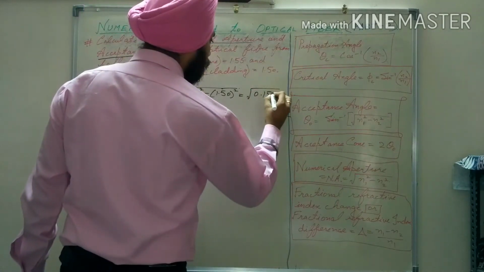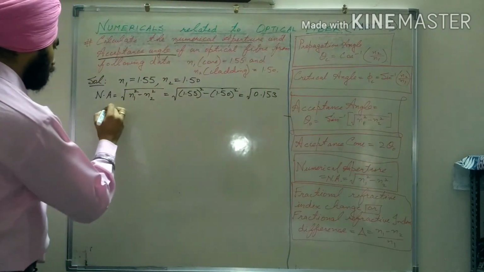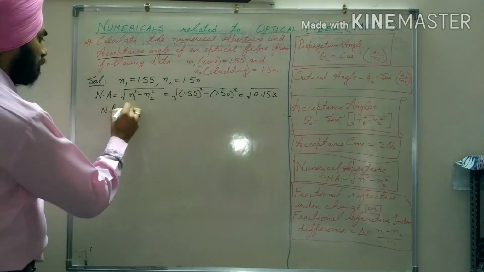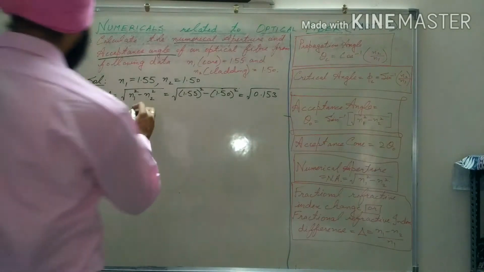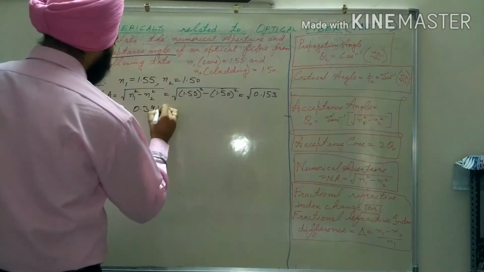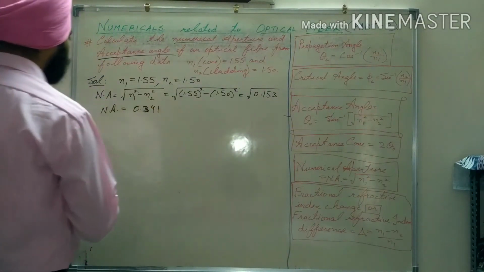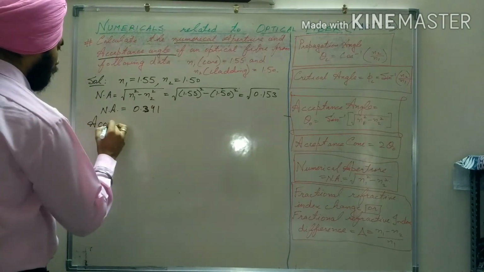After putting the values you will get the result as 0.153, right? And the square root of 0.153 becomes 0.391. This is the numerical aperture. And now the second aim is to find the acceptance angle.